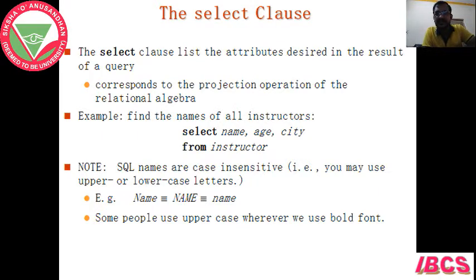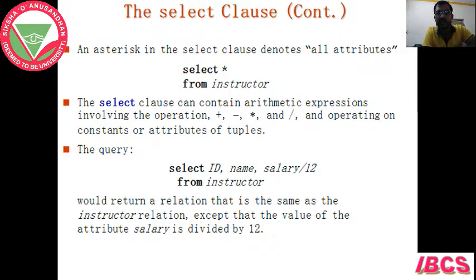There is another interesting command in select, which is the asterisk. If we write the command as select star from instructor, it will give the entire detail of the table. It will select everything and give us all the details.